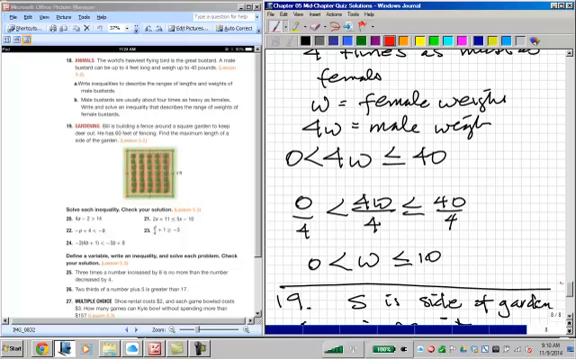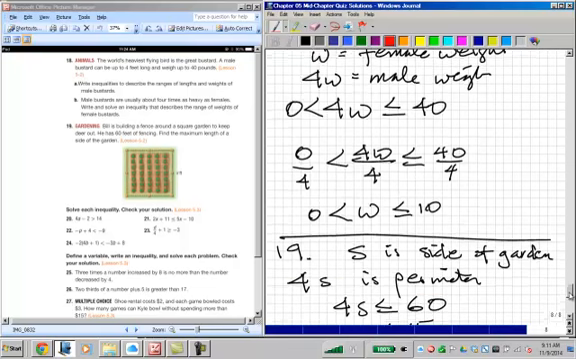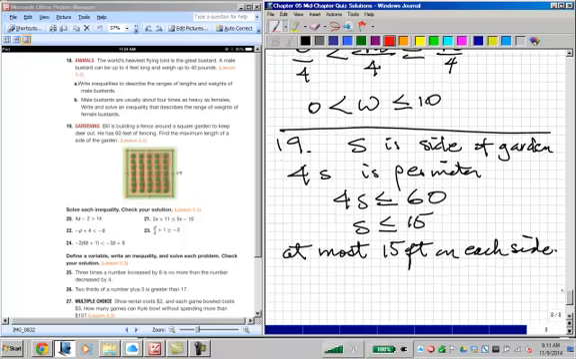19. Bill is building a fence around a square garden to keep the deer out. He has 60 feet of fencing. Find the maximum length of the side of the garden. Okay, S is the side of the garden. 4S is the perimeter. 4S is less than or equal to 60. S is less than or equal to 15. At most, 15 feet on each side if he wants to have a square garden. And that is that.